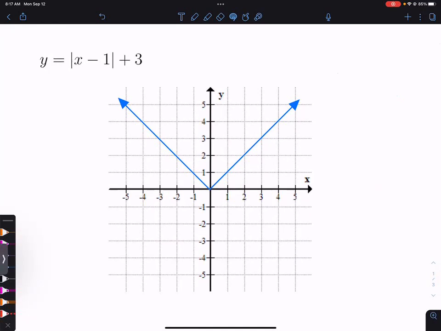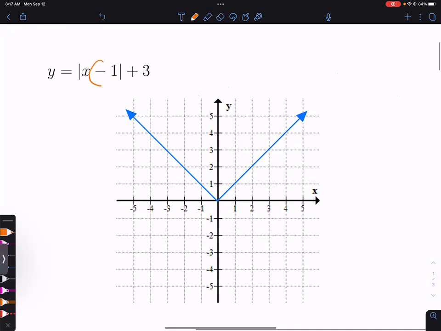All right, so first the graph real quick. There's the absolute value function. What does the absolute value of x minus 1 plus 3 do to it? One to the right and up 3. Okay, so where does this end up?